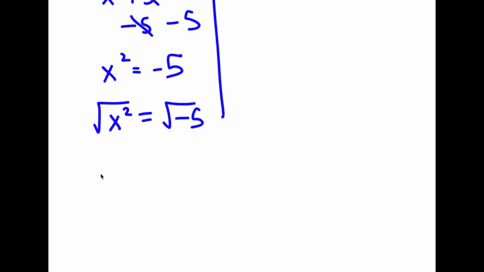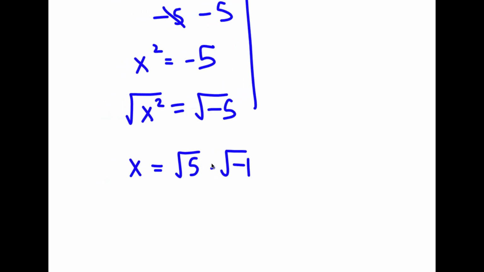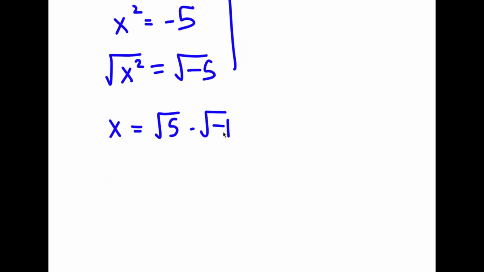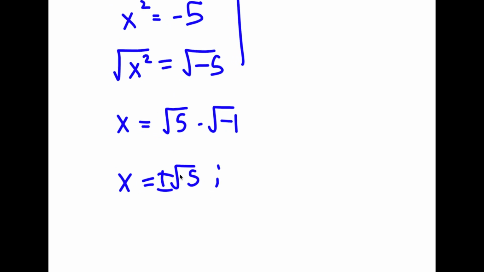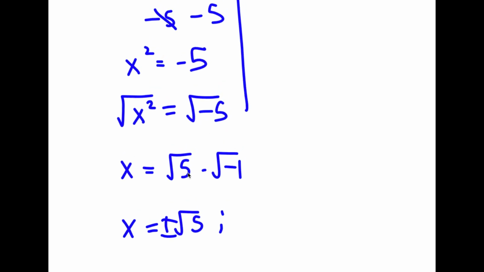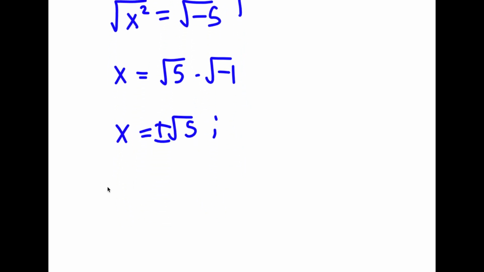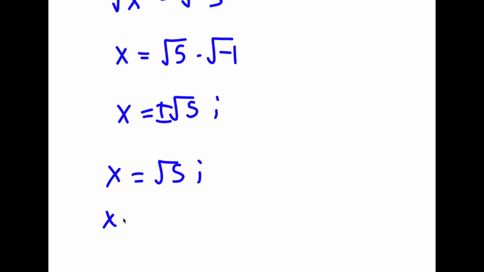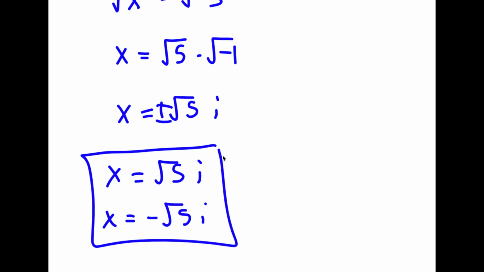Now the square root of x squared is simply x, so I have x is equal to the square root of 5 times the square root of negative 1. And if you guys already know, the square root of negative 1 is simply equal to i. So I have x is equal to the square root of 5i. And this is going to be plus or minus because the square root is going to be positive or negative. So this is going to be x is equal to square root of 5i, and x is equal to negative square root of 5i. So these are my two solutions.